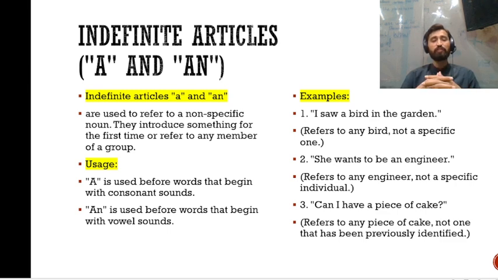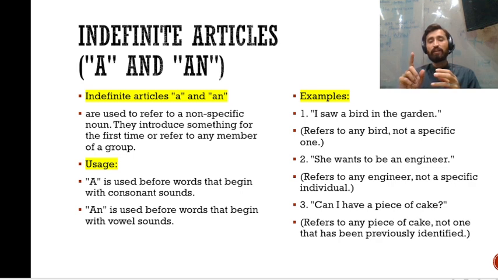If it's non-specific or unspecific, we use these. Now let's talk about usage. A is used before words that begin with consonant sounds. Focus on sounds. The second one is an, used before words that start with vowel sounds. Let's try to understand with an example. I saw a bird in the garden.